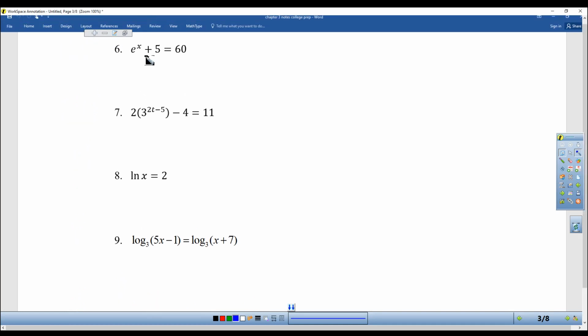Okay. So remember, your first step is always to isolate, like you would with anything. Getting the x alone, getting the x squared alone. We're going to get the e alone.